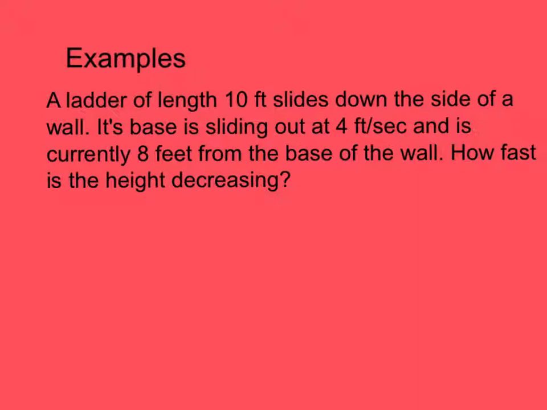Example 1. A ladder of length 10 feet slides down the side of a wall. Its base is sliding out at 4 feet per second and is currently 8 feet from the base of the wall. How fast is the height decreasing?